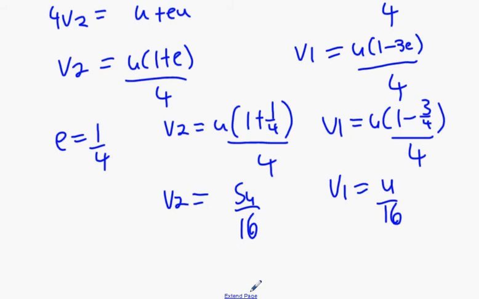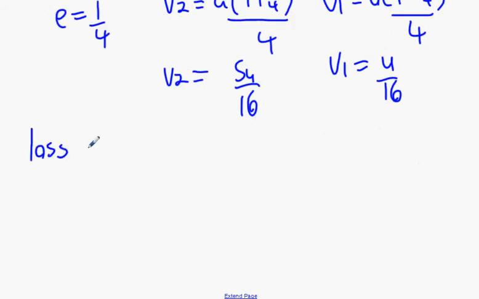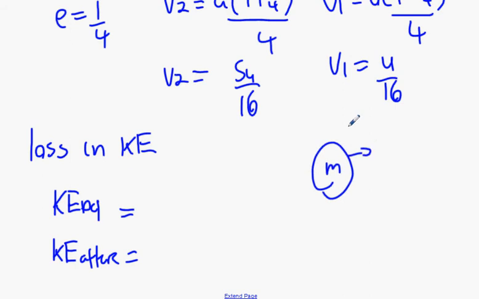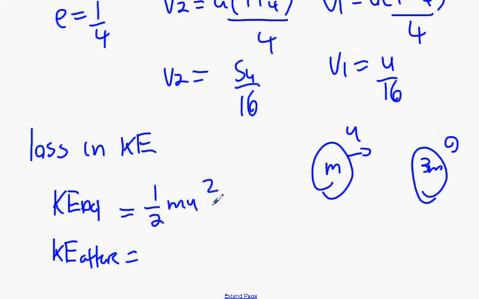Now, loss in kinetic energy equals KE before minus KE after. So I'm just going to get my KE before and my KE after. In the before picture, guys, one of the particles wasn't moving, but the smaller particle m was moving with u, and the 3m particle wasn't moving at all. So what we're just going to get for KE before is a half mu squared.